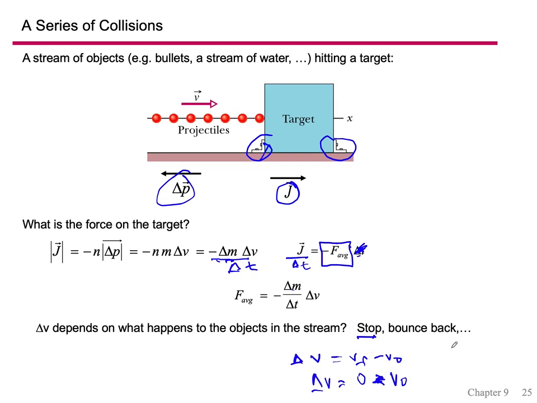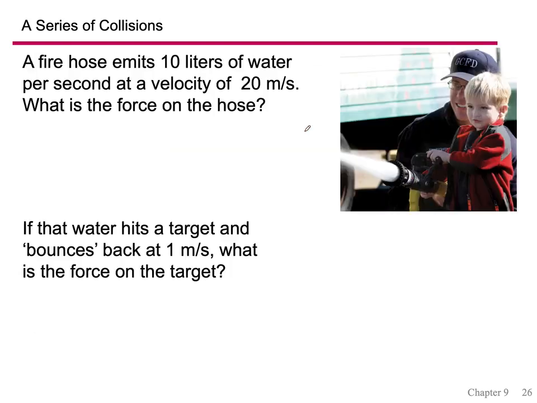What happens if they bounce back? Well, then it gets a little bit more exciting. If they bounce back, delta v, v final minus v initial, would actually end up negative v initial minus v initial. Remember, bouncing back, they would have negative v0 because it's going in the opposite direction, so you end up with negative 2 v0. So you end up with twice as much change in velocity, and you'd end up with twice as much force on our target. So bouncing an object off an object actually produces a much larger force.